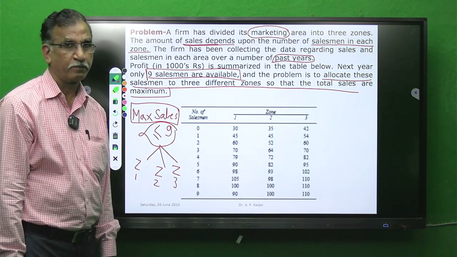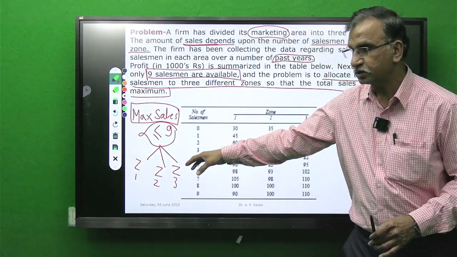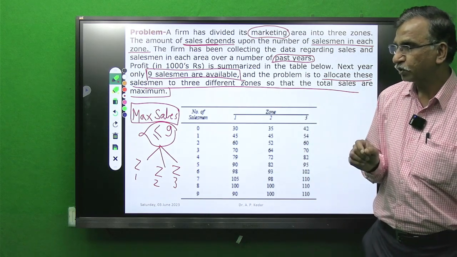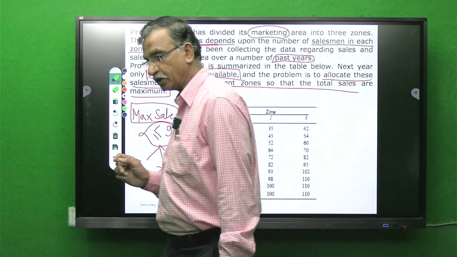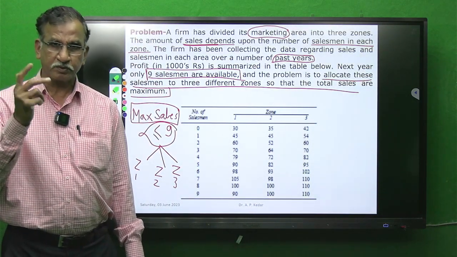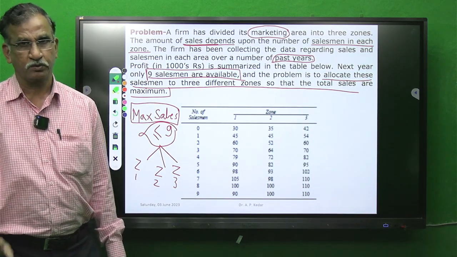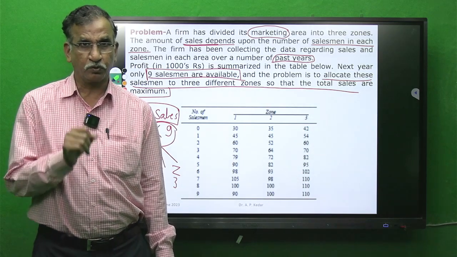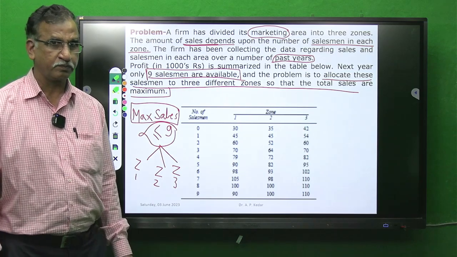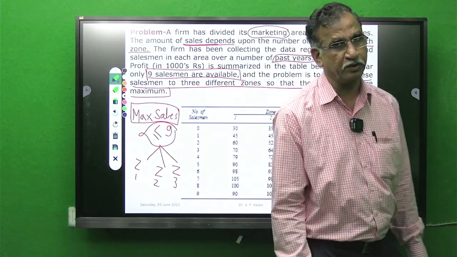Students, now in this problem, we cannot take the number of salesmen as a continuous variable. We cannot depute 4.5 salesmen. We cannot depute 2.5 salesmen. Either we will depute no salesman, meaning 0 salesmen, or we will depute salesmen ranging from 1 to 9. That's all. No in-between figure, no continuous value ranging from 0 to 9 is possible. And therefore, this problem is in the category of discrete numbers.